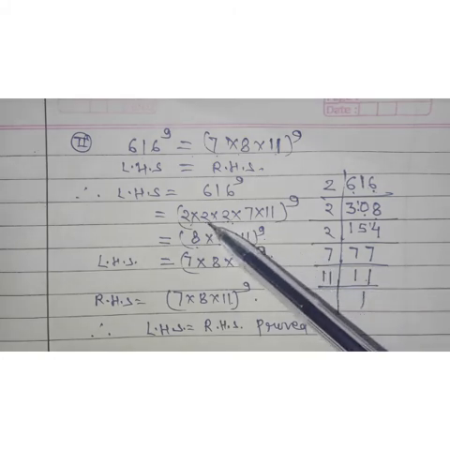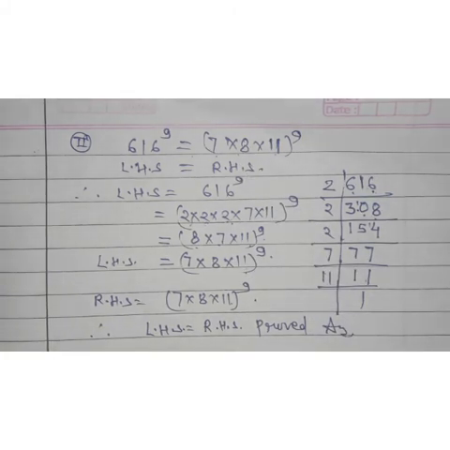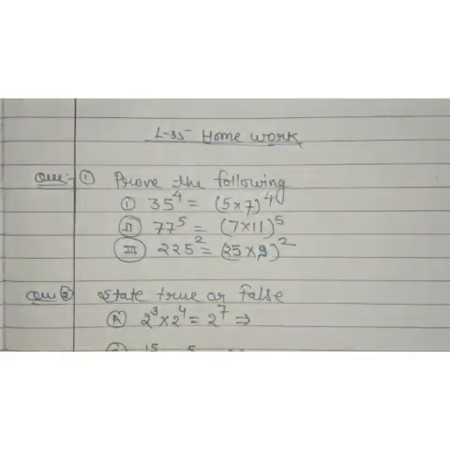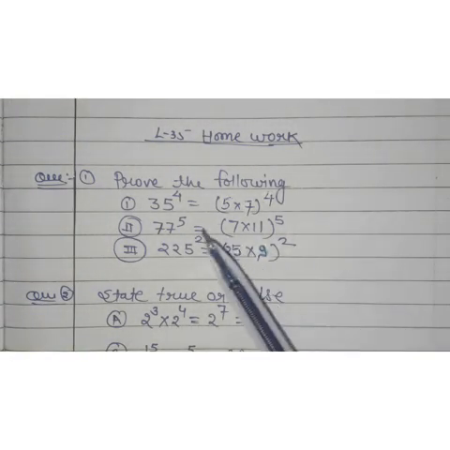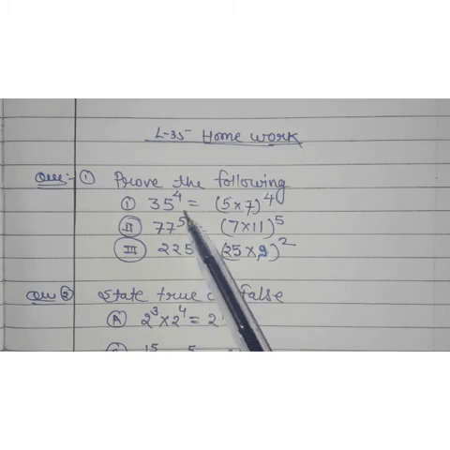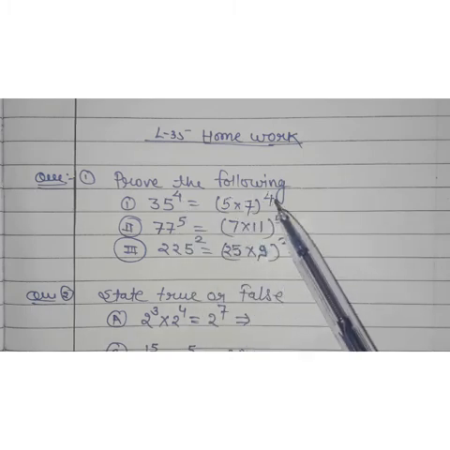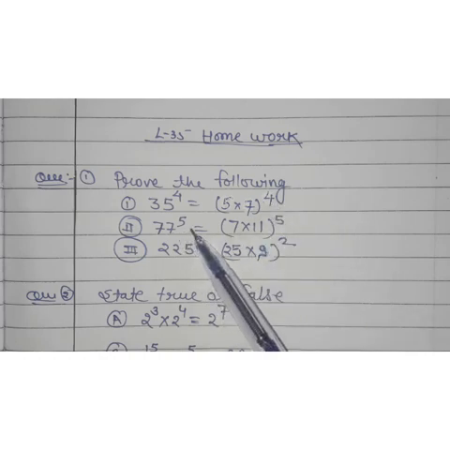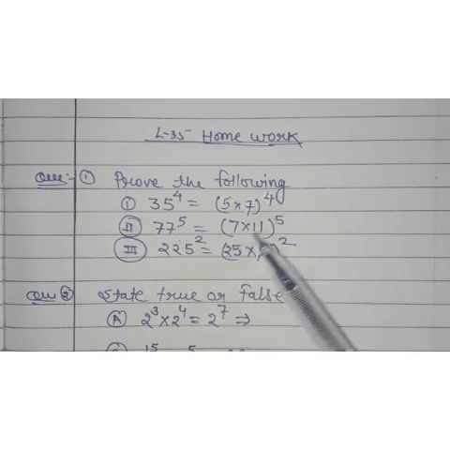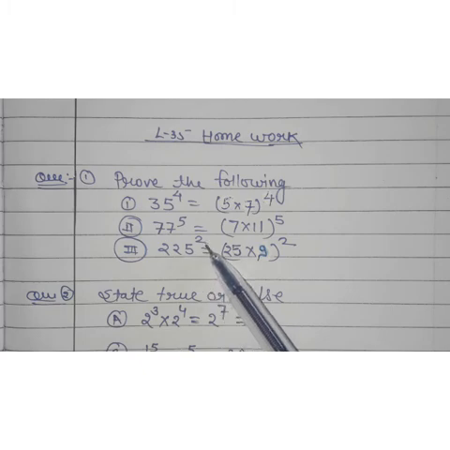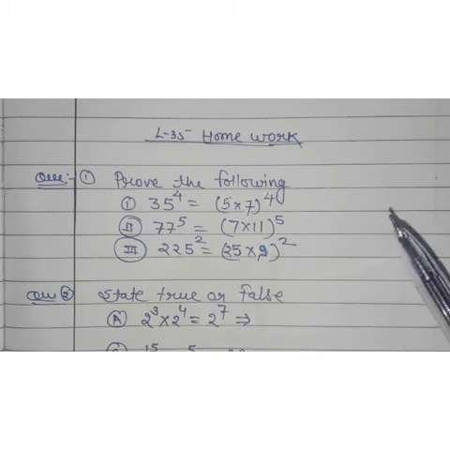Okay, now let's see the homework questions. Question 1, prove the following. 35 to the power 4 is equal to 5 into 7, whole power 4. 77 to the power 5 is equal to 7 into 11 to the power 5. Third, 225 to the power square is equal to 25 into 9, whole square.